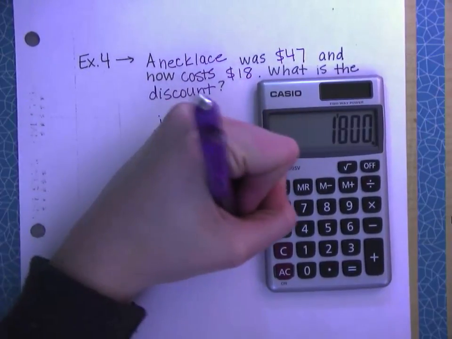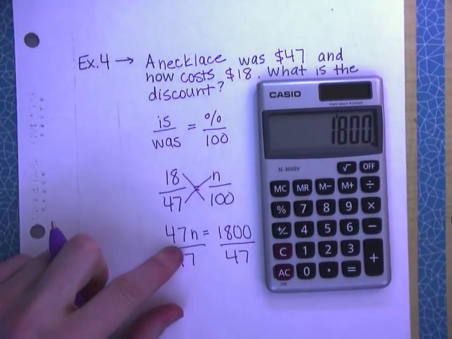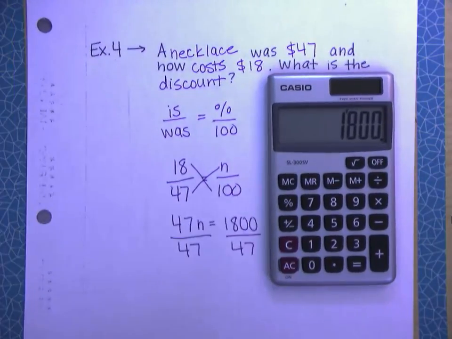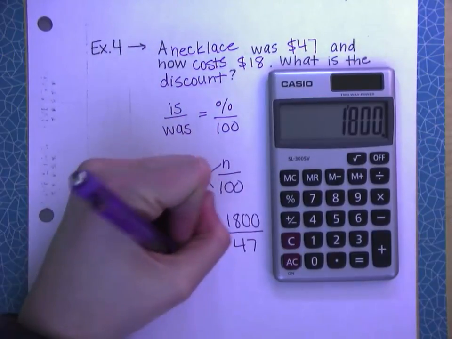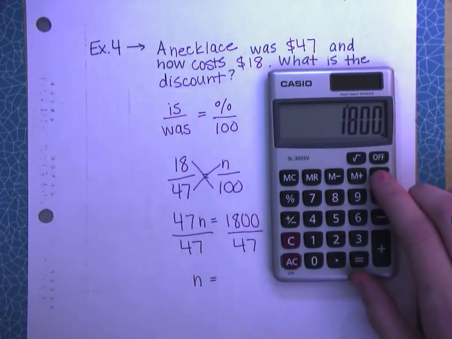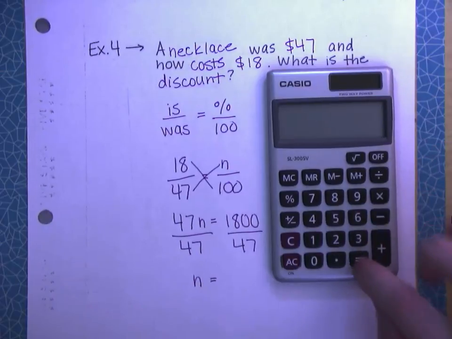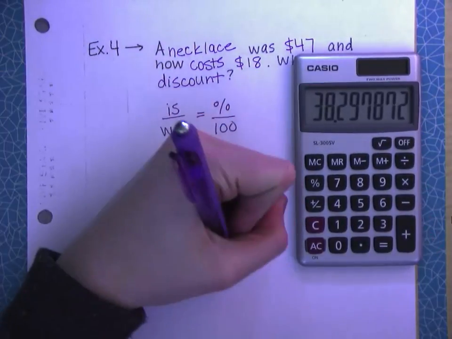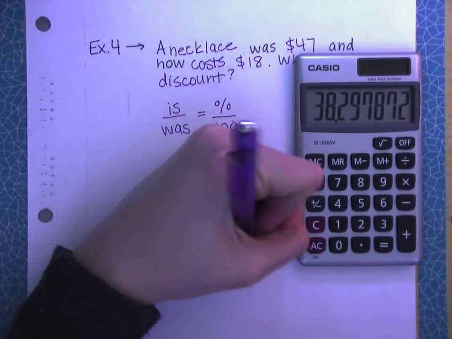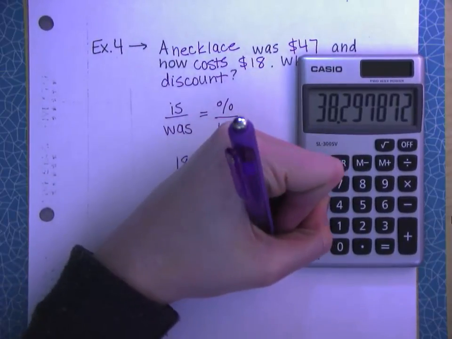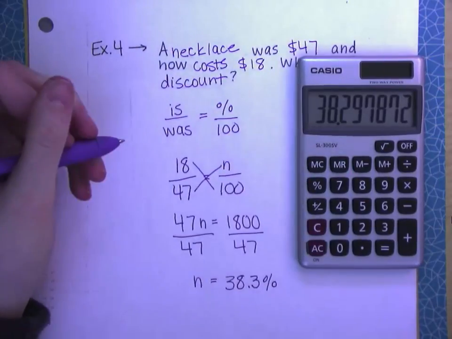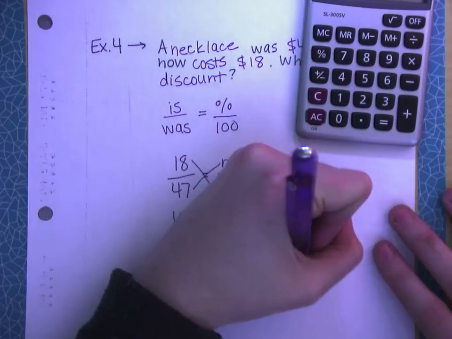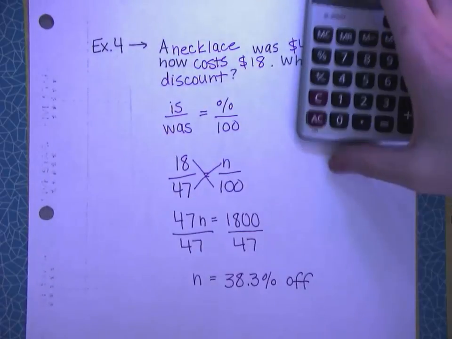Okay? So then you can take your calculator and say 1,800, and we're going to divide both sides by 47, not by 100. We're multiplying 47 times n, so we need to divide by 47 on both sides to get the n by itself. Okay? So when I do 1,800 divided by 47, if I round to the hundredths, I would get 38.3%. And that'll be 38.3% off. So about 38% off. Okay?